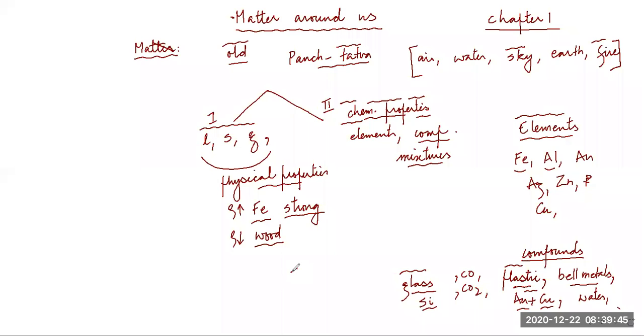Then mixtures. When I talk about mixtures, it can be a sand and salt mixture. The constituents can be separated with your hand or by physical methods. They are mixtures, right? What is the difference between elements and compounds, students?